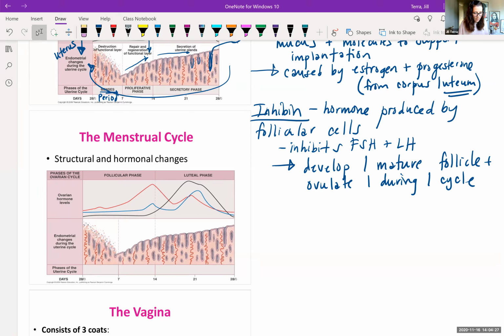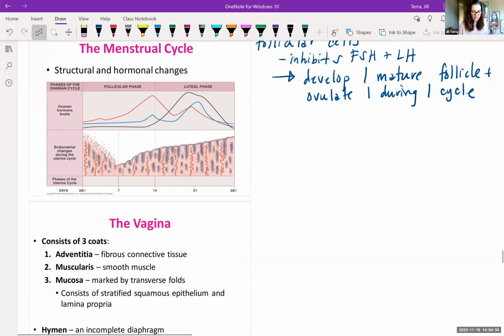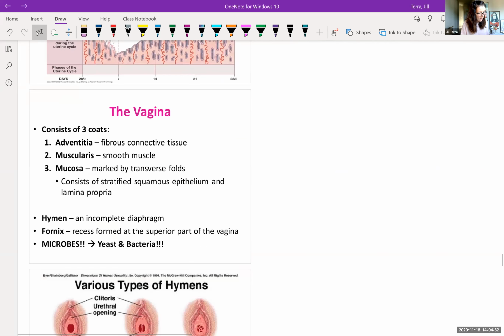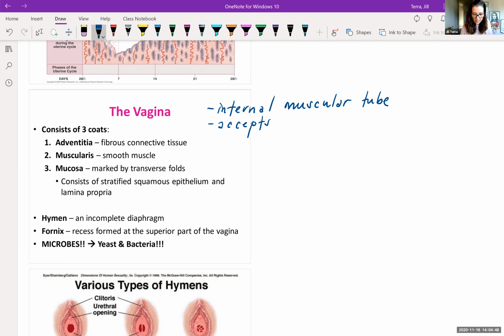Okay. And then we've got the vagina. So the vagina, right, is the internal structure. It's an internal muscular tube that accepts the penis during sex. And then it's the birth canal for delivery, right, of the fetus.